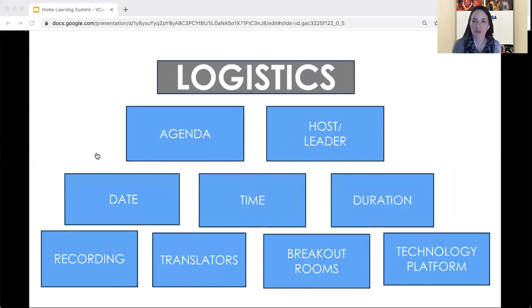Some items we'll look at are how you build an agenda, identifying your host, really important considerations to have in mind with date, timing, and duration of your video conference, and then some other things to keep in mind for platform and breakout rooms. All of these logistics are parts of the planning and preparation.